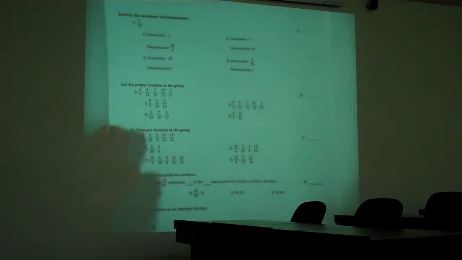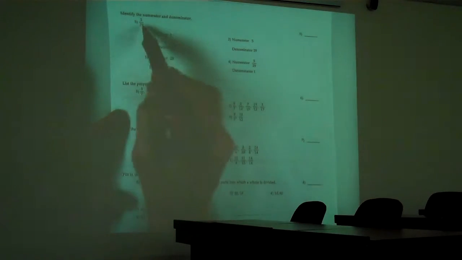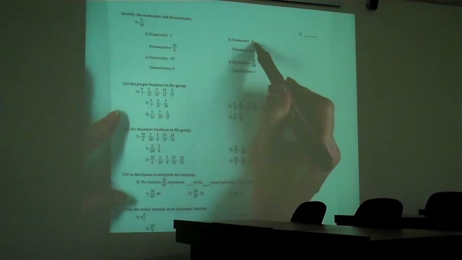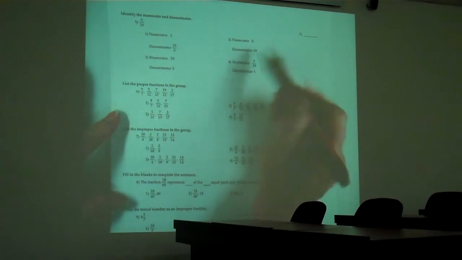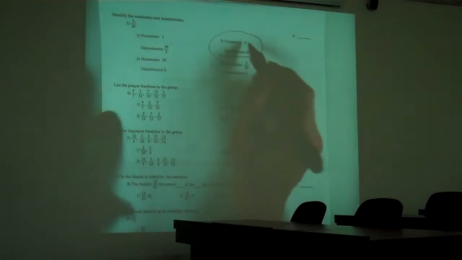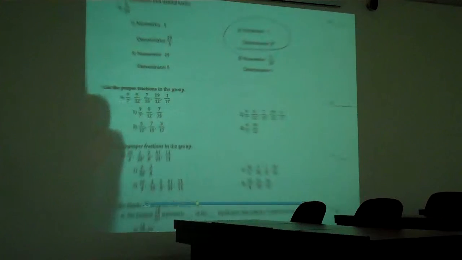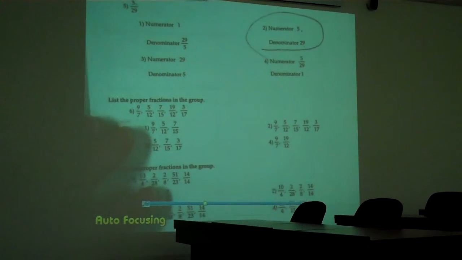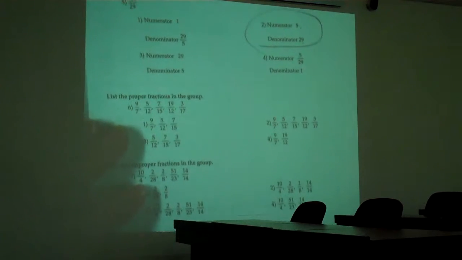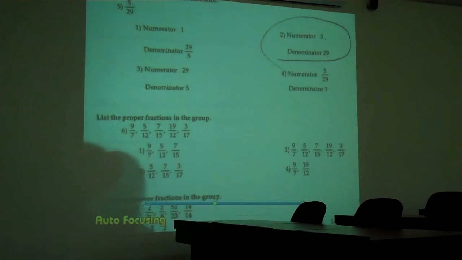Okay, number 5. Identify the numerator and denominator. Numerator is the one on the top, 5. Denominator is 29, the bottom. 5 over 29 would be numerator 5, denominator 29. I'm going to make it bigger for the video. Even though you can't see this row, you don't need to. Make it a little easier for the video to be seen.